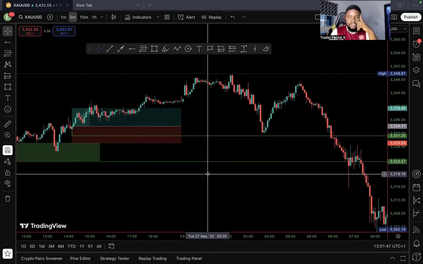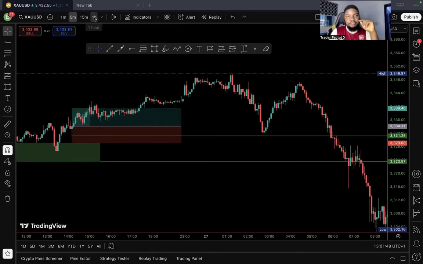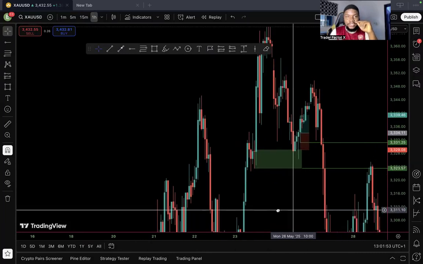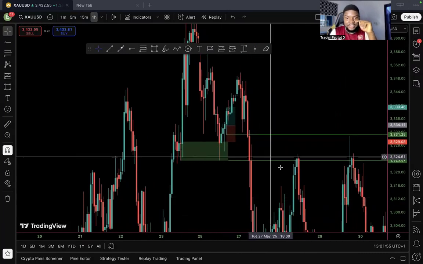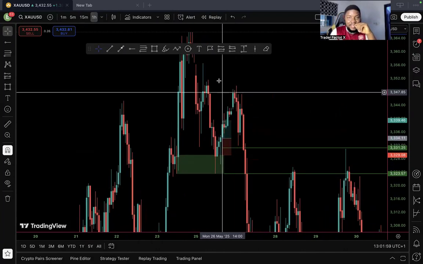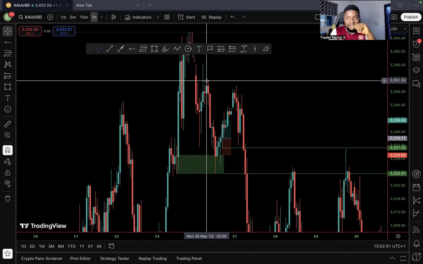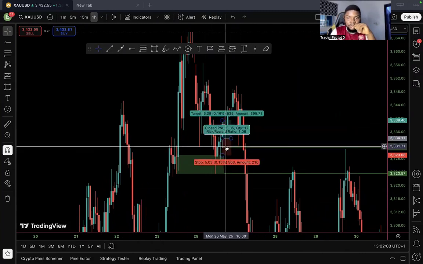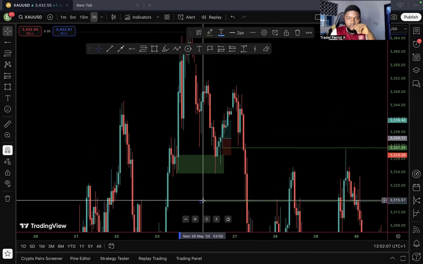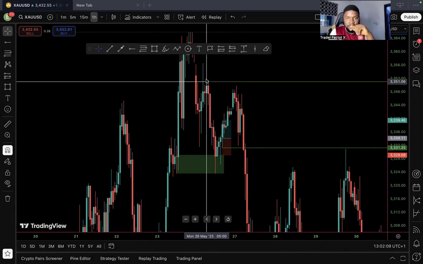We've gotten our entry. Now we'll go to the 1 hour time frame to find our target. So you can see on the 1 hour time frame, since we entered from here, our next target will be here. Understand? Our next target will be around this level now. So I will take this from here and I will aim at this level.